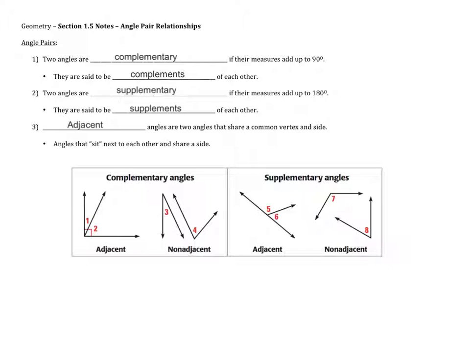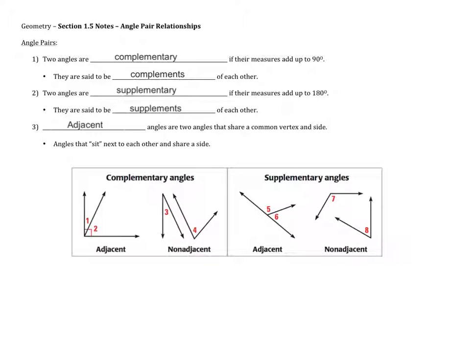Supplementary angles that are adjacent, if you notice here, are forming this straight line. A straight line is 180 degrees. So two angles that are sitting next to each other forming a straight line are said to be supplementary as well. So angle 5 and angle 6, if I added their measures, they would equal 180. Angles 7 and 8 are two non-adjacent supplementary angles. So again, if I take the measure of angle 7 and the measure of angle 8 and add them together, I would get 180.